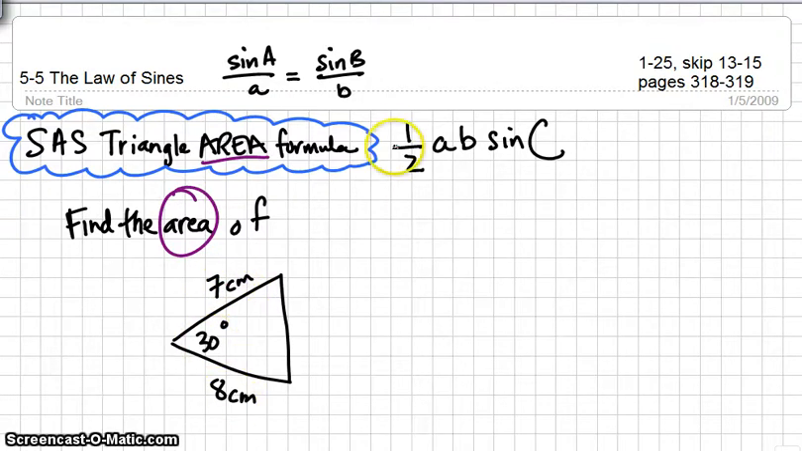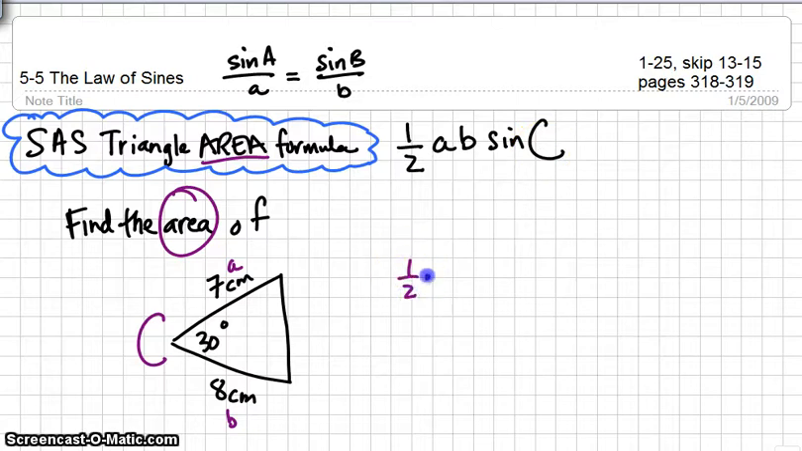The SAS triangle area formula is 1/2 times A times B times the sine of C. The letters are drawn here purposely. The A and the B values are side lengths, and the C value is the angle that's given. So these are the two sides, and this is the angle. The A and B values are interchangeable. Now that you've got everything labeled, you simply calculate.